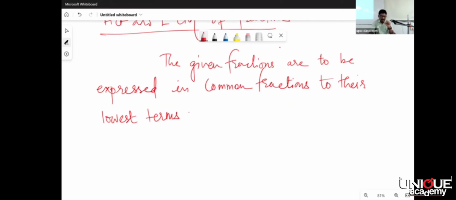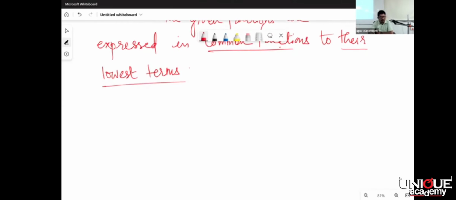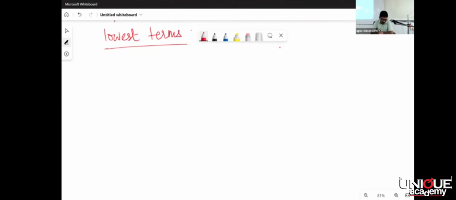Okay, you wrote what is it? The given fractions, whether these are common or decimal, doesn't matter. First of all, these are to be brought into common fractions, numerator and denominator. To their lowest terms is the most important. Are you getting me? No common divisor should remain for the numerator and denominator. Is it clear? So we have to bring them to the reduced form, in other words, to their lowest terms.